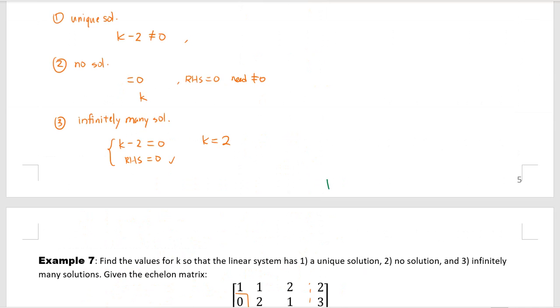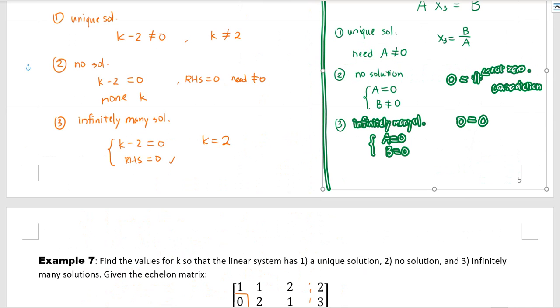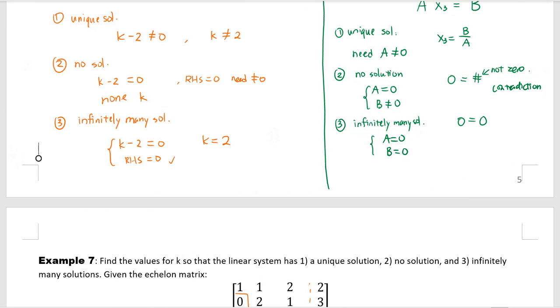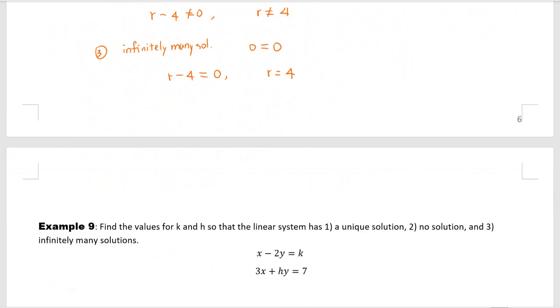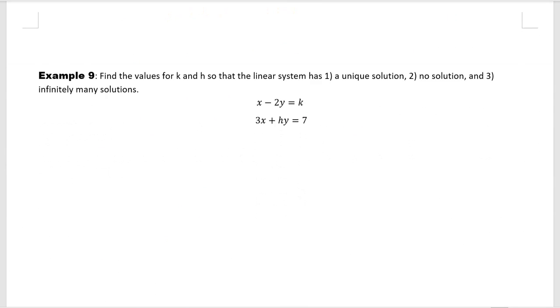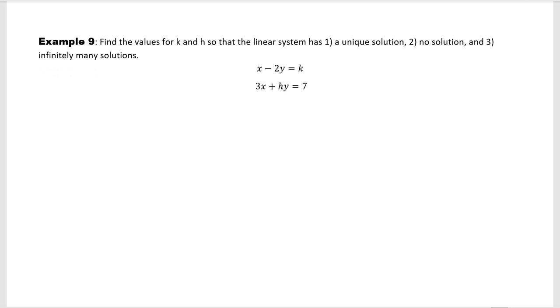And the previous example, we have cases 1 and 3. So with only one parameter, we only have 2 cases. Is it possible to have 3 cases? Yes. If we have 2 parameters, for example here we have k and h, then we can have all 3 possibilities. Okay, now let's see.